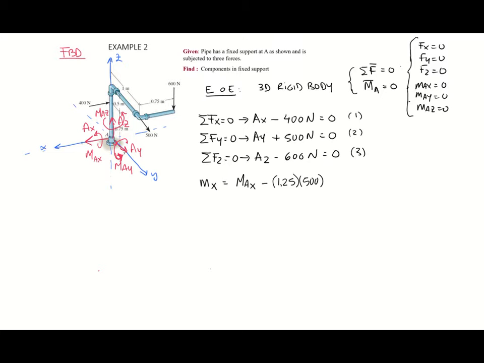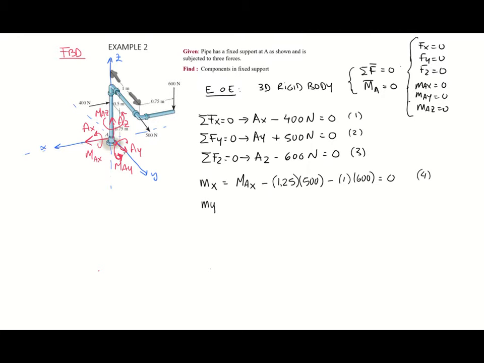And then I have the 600. The 600, as you see, with respect to the x-axis, is this distance right here, which is 1 meter. And the moment that it creates is also negative. So it's negative 1 times 600. And that's equal to 0. So this is my fourth equation.